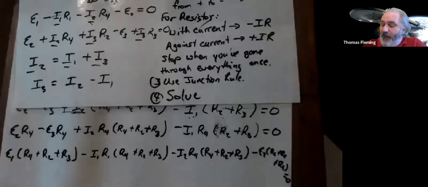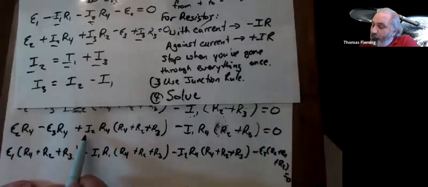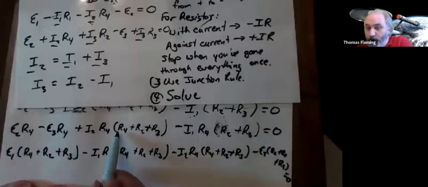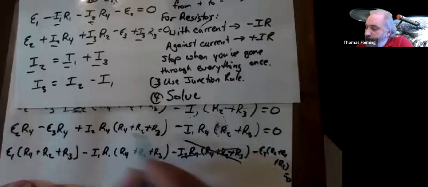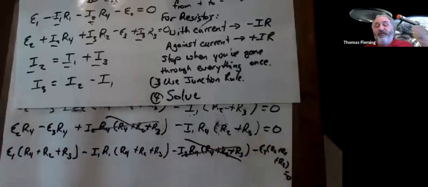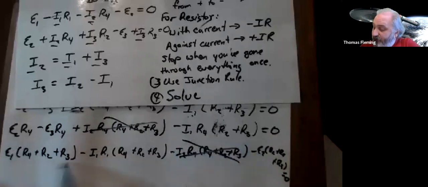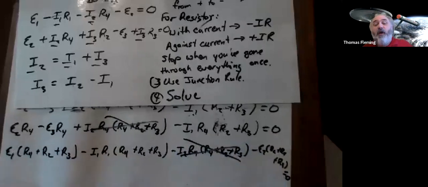Except look, now I've got this equation and this equation. I'm going to add them together. When I add them together, this term right here has I2 R4 times all this, and over here, I have I2 R4 times the same thing, but negative. This term and this term cancel out, taking the I2s with them. What's left is all this, and the only variable in any of it is I1.